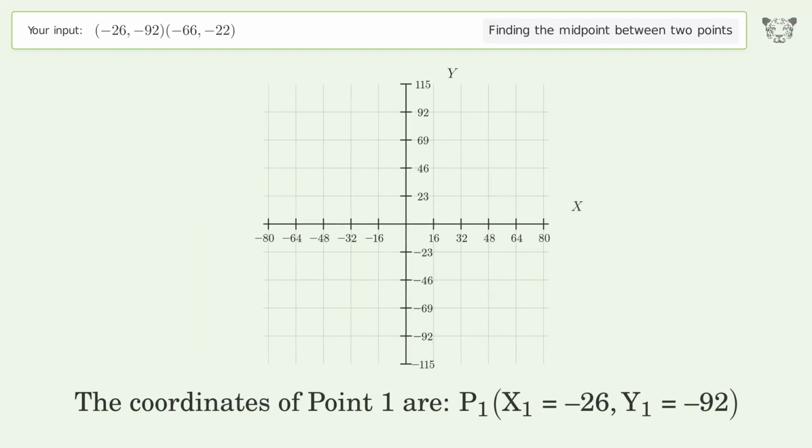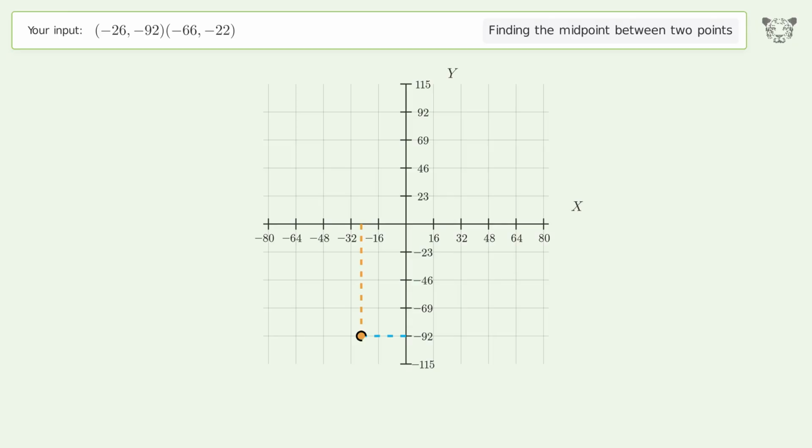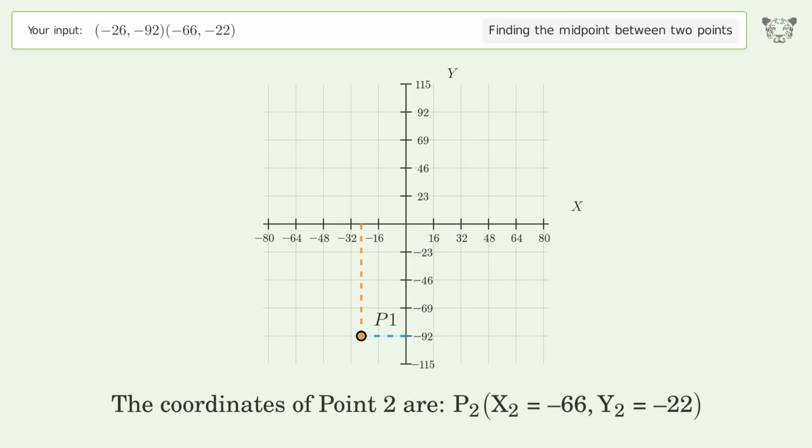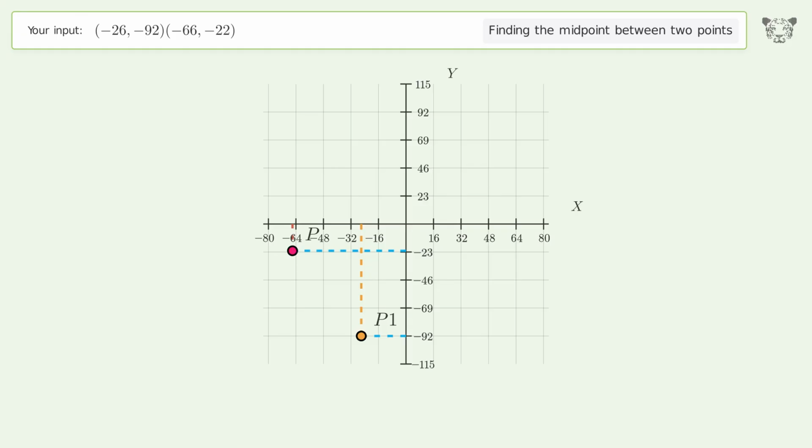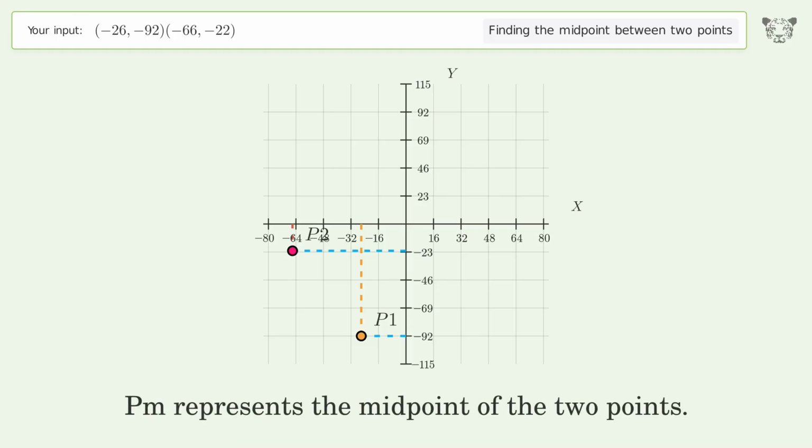The coordinates of point 1 are x1 equals -26, y1 equals -92. The coordinates of point 2 are x2 equals -66, y2 equals -22. PM represents the midpoint of the 2 points.